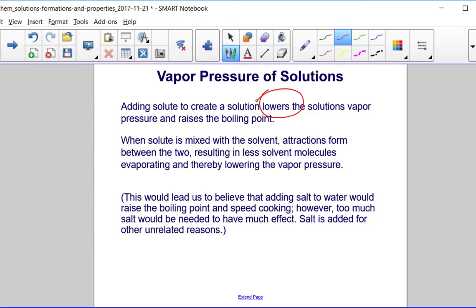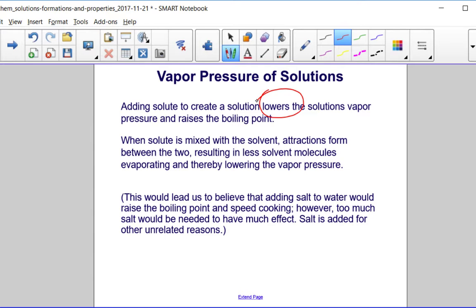Why? Because when you add a solute, don't you have attractions between the solute and solvent particles, right? The solvent has to surround or solvate the solute particle or molecule. So the attractions between solute and solvent result in less evaporation of the solvent molecules. And if fewer solvent molecules can evaporate, then the vapor pressure is lower.